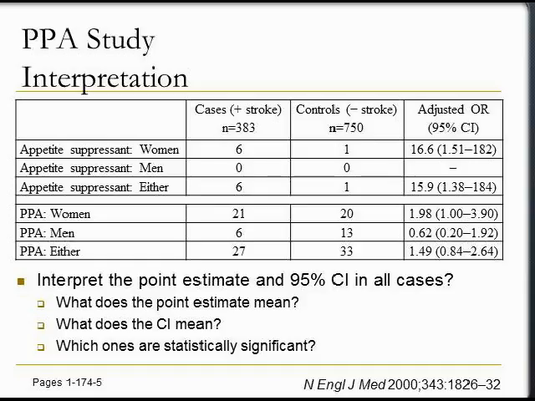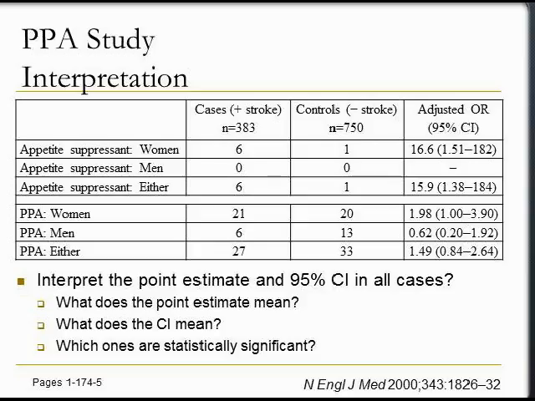In men, the odds ratio is a little bit less than 1, but again, since that confidence interval includes 1, that's also a non-statistically significant finding. And finally, if we compare the two groups, obviously this 1.49 is somewhere in between 1.98 and 0.62. Again, no statistically significant increase in odds in that particular situation.